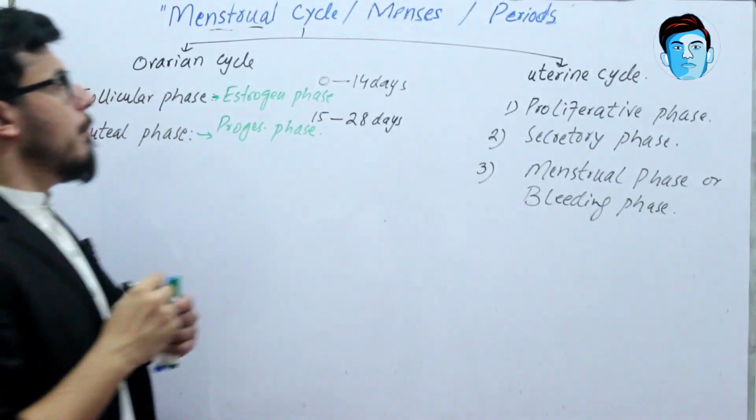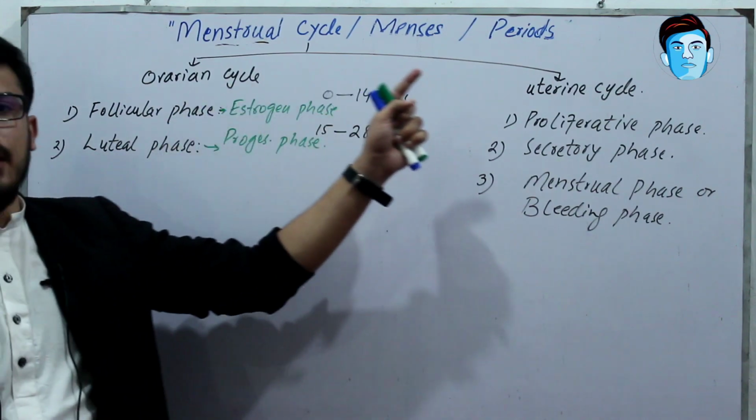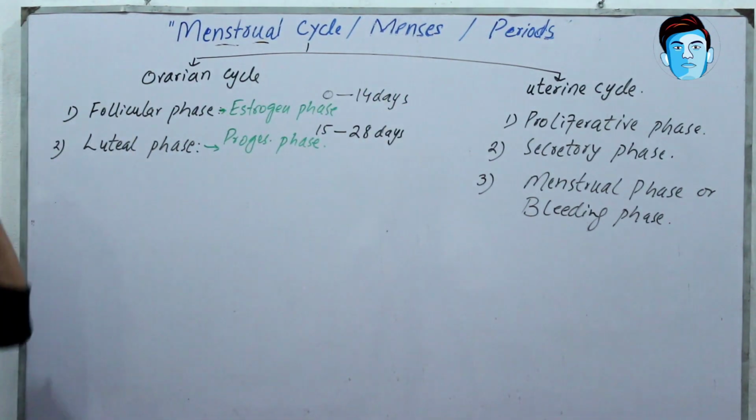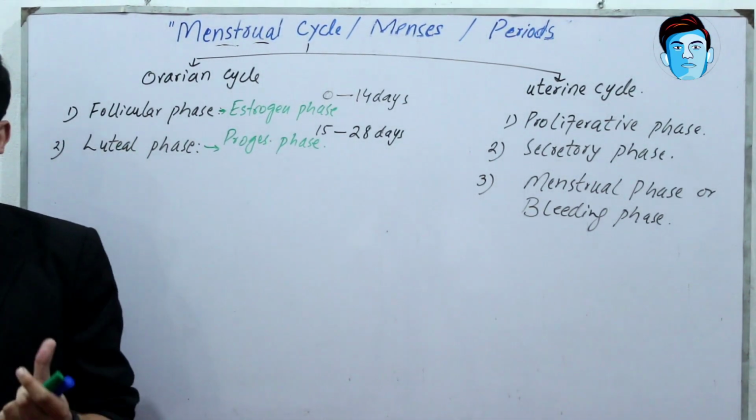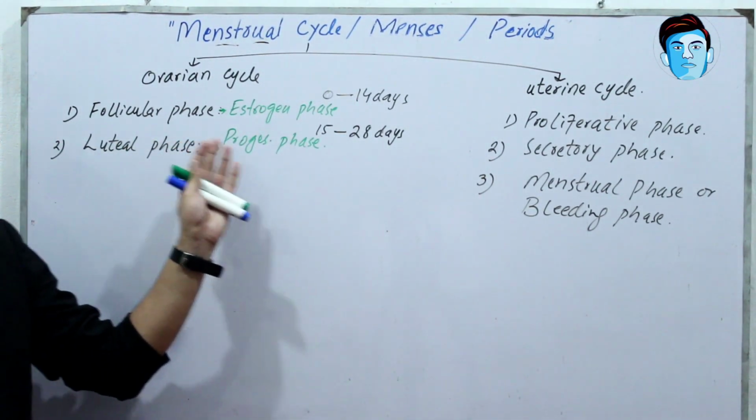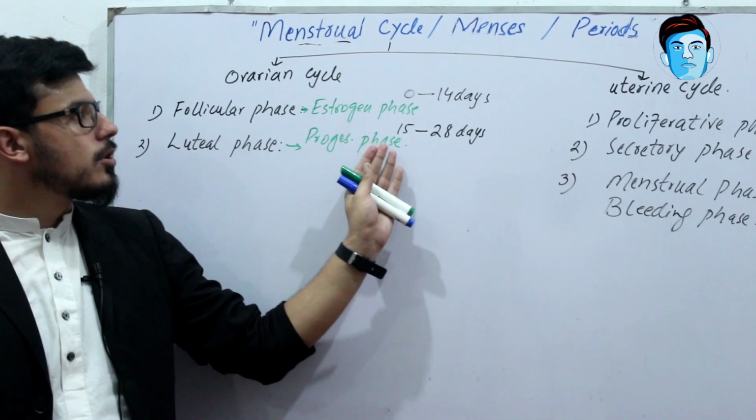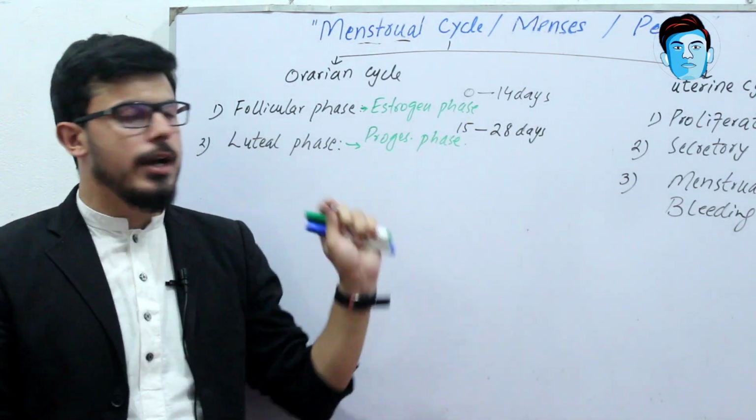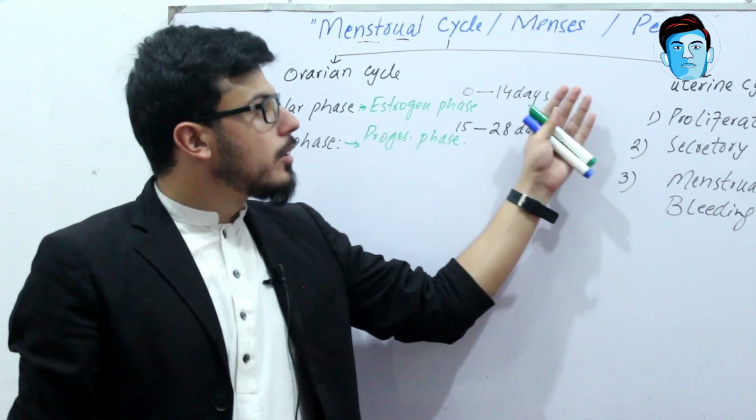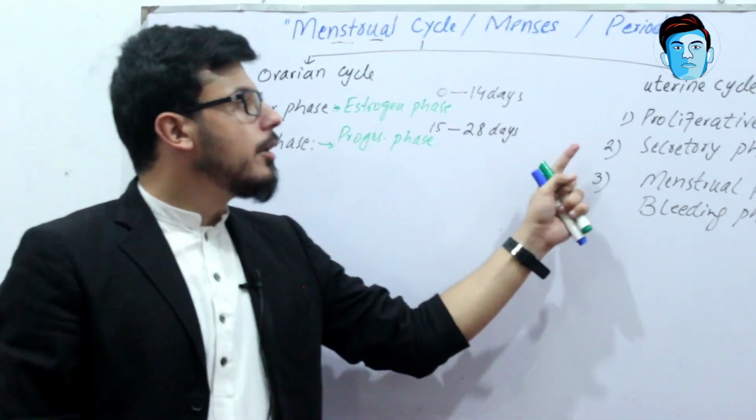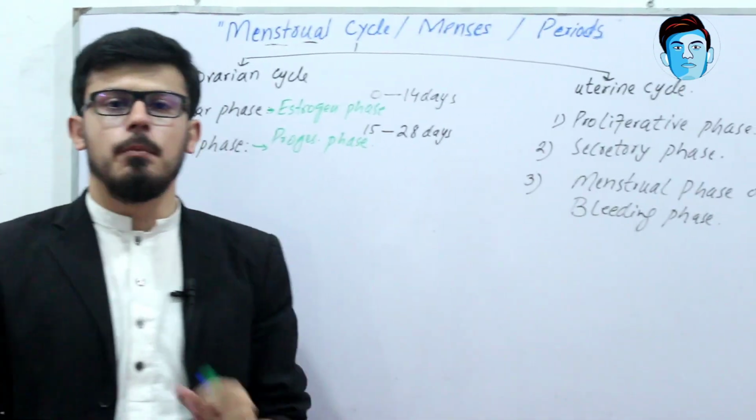Now, the menstrual cycle is divided into two cycles, that is, the ovarian cycle and the uterine cycle. The ovarian cycle consists of the follicular phase and the luteal phase. The follicular phase is also called the estrogen phase, while the luteal phase is also called the progesterone phase. The estrogen phase is from day 0 to 14, while the progesterone phase is from day 15 to 28. The uterine cycle consists of the proliferative phase, the secretory phase, which is also called the preparatory phase, and the menstrual phase, which is also called the bleeding phase.